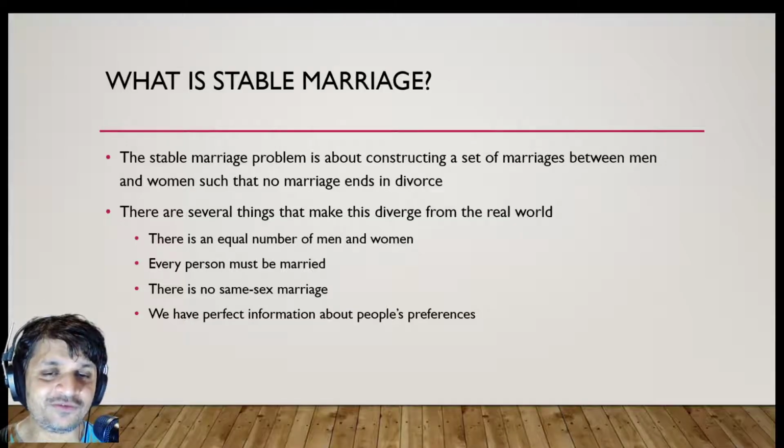But one that's quite unrealistic is that every person in this system must be married. There's no same-sex marriage, so marriage in here is between a man and a woman, and we have perfect information about people's preferences. In the real world, we don't even have perfect information about our own preferences, which makes the whole problem kind of difficult.